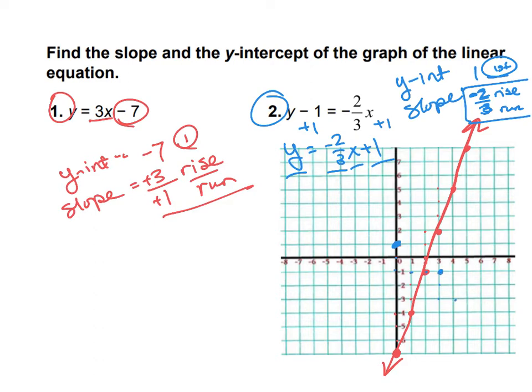Down 2 to the right 3. One, 2, 3, we'll be over here. Now, again, to go the opposite direction, we're going to do the opposite. Instead of down 2, we're going to go up 2. Instead of the right 3, we're going to go to the left 3. So up 2, left 3. Up 2, left 3. If I can count. Up 2, left 3. And again, draw a straight line all the way through those points.